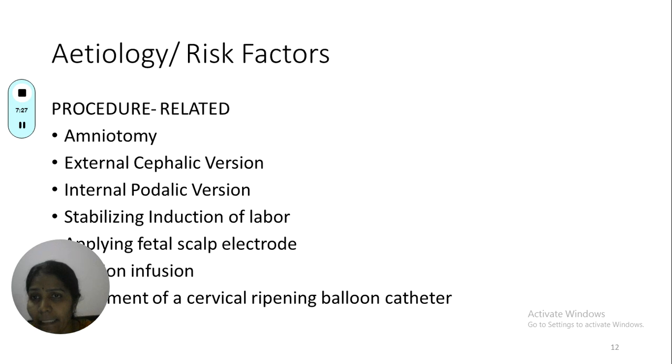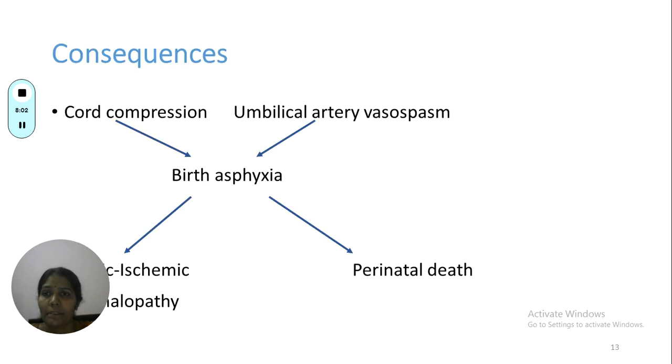Now we come to the procedure related factors, that is amniotomy, rupture of membranes with a high up station, external cephalic version, and internal podalic version as in a case of second twin, where the second twin is in transverse lie and during the procedure there is a chance of cord prolapse. Also stabilizing induction of labor, applying a fetal scalp electrode, amnio infusion and insertion of a cervical ripening balloon catheter. So these are the procedure related risk factors which can cause cord prolapse.